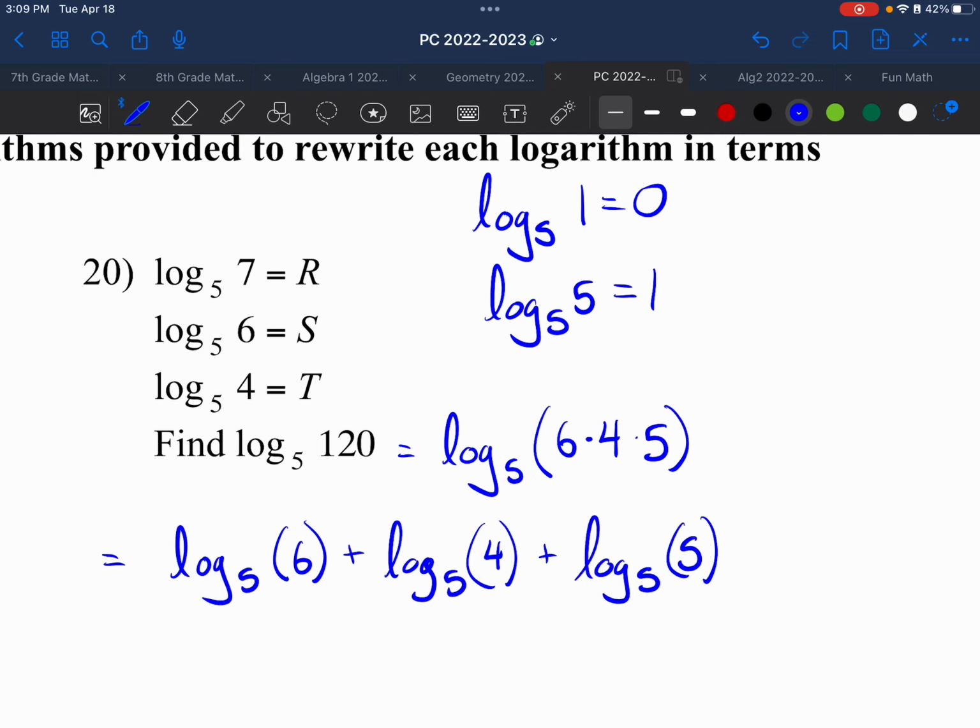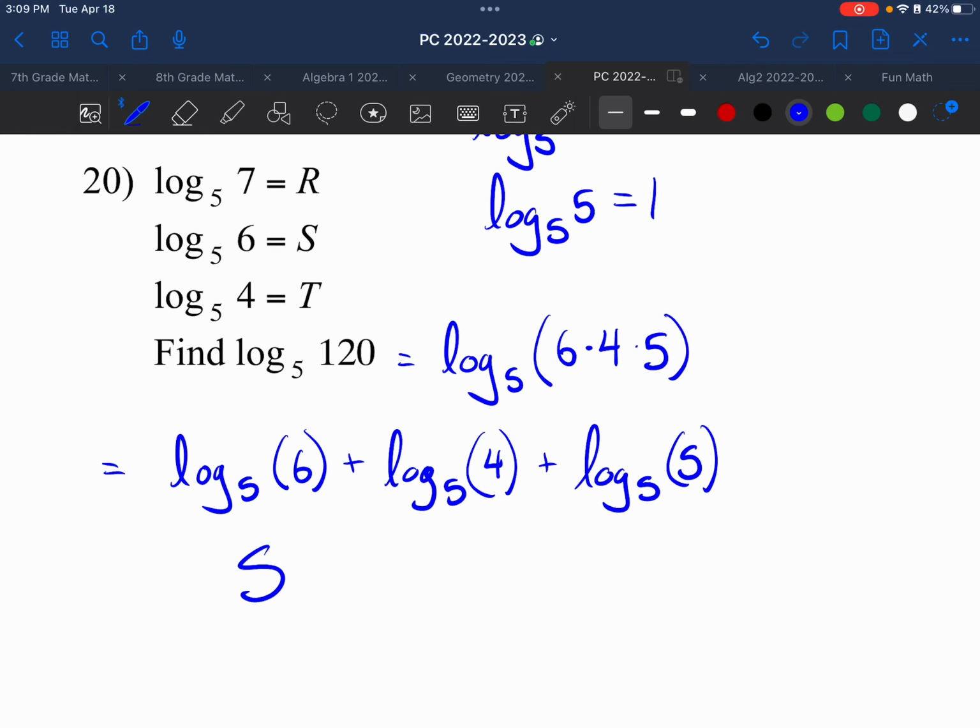And then you just have to name each of these things. What do we got? A 6, that's Sam, masculine or feminine. And we got a 4, which is Tom or Tammy. And then we got a 5, which is 1. Very creative. So what do we got? We said Sam plus T plus 1. All right.